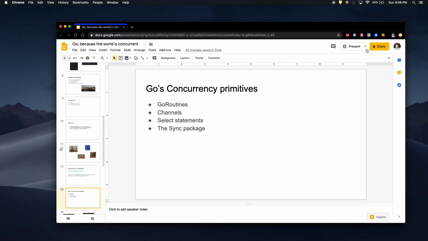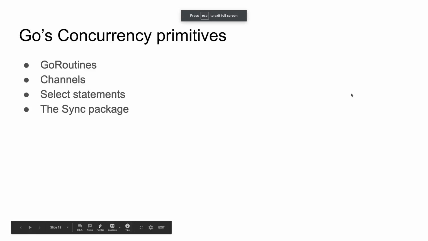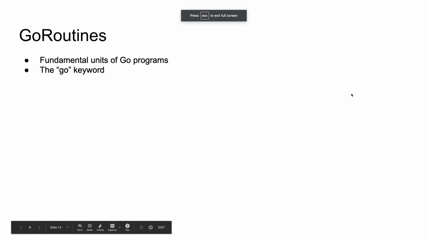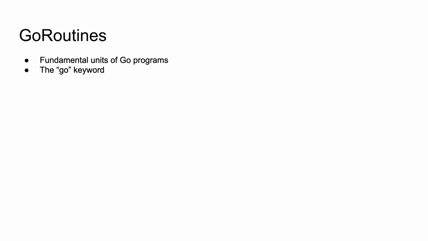So the first one is Go routines, right? And so as objects are the fundamental building blocks of C# and Java, Go routines are the fundamental building blocks of Go programs. And put very simply, a Go routine is a function that is running concurrently alongside other code. And so in Go, creating one of these is extremely easy. You literally just put the Go keyword in front of any function call.